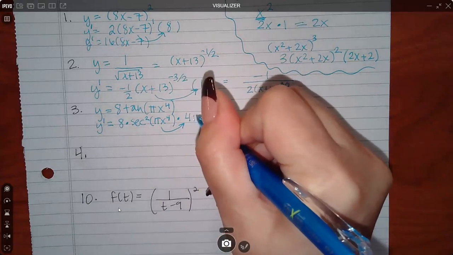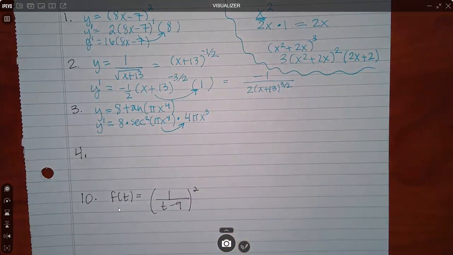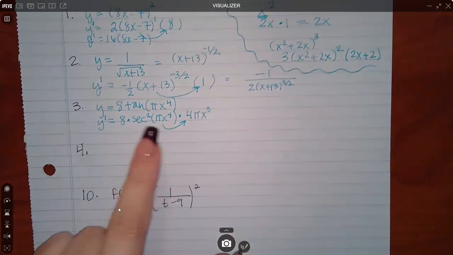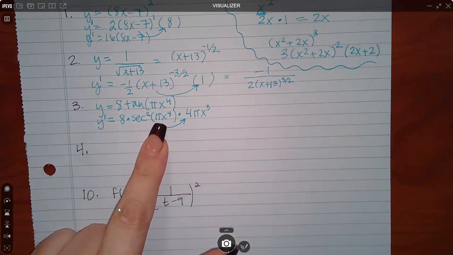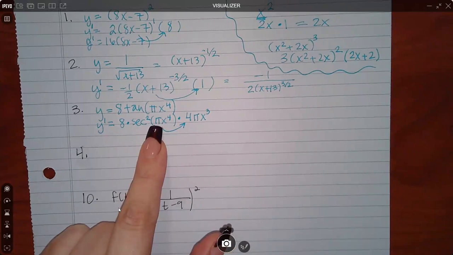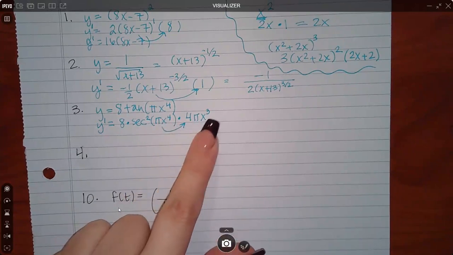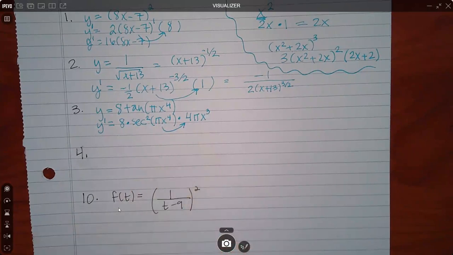It's 4 pi x to the third. You bring down the 4, right? Pi is just a constant multiplier. It looks like a letter, but it's not, right? So it's 4, bring down the 4, and then decrease your power by 1. So that's 4 pi, and then x to the power 3.